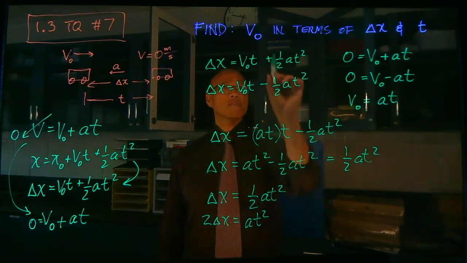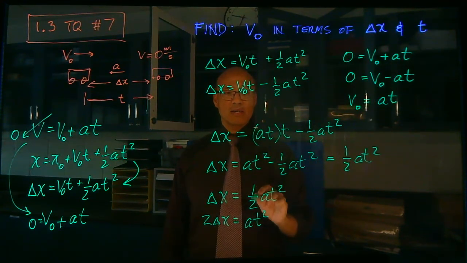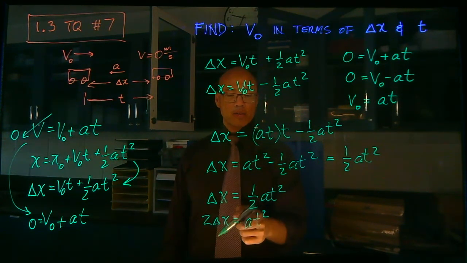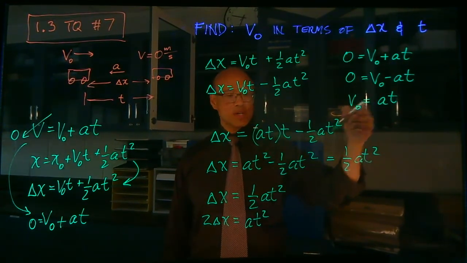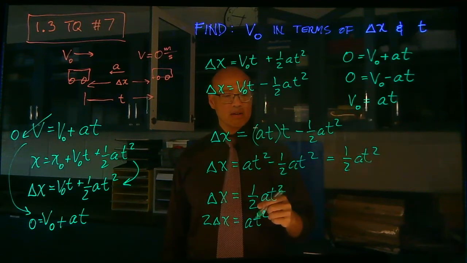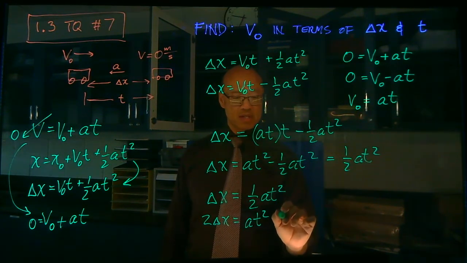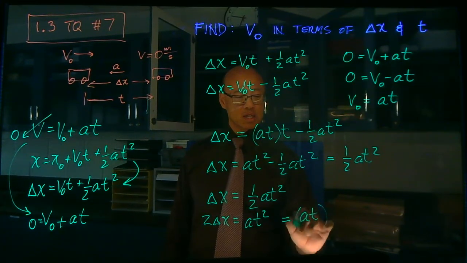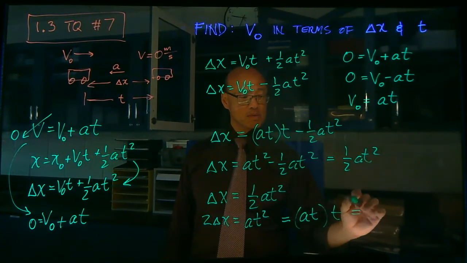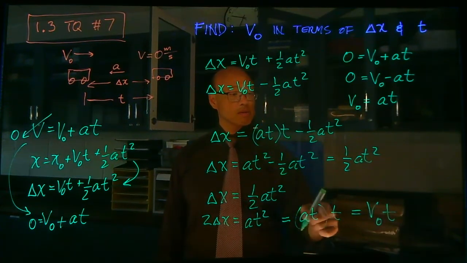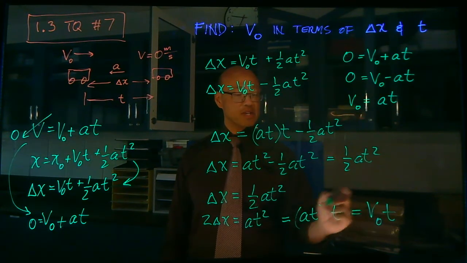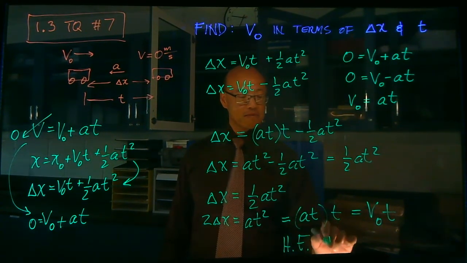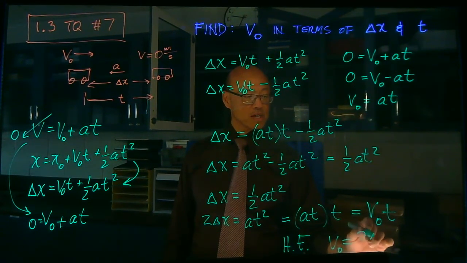I'm so close, but I want v naught in terms of delta x and t. So I've got a t there. I need to get rid of the a. So how can we get rid of the a? Well, over here I've got at. It's funny because I've got at here. That's almost, oh, wait a minute. That's equal to at times t. That's just equal to v naught times t, right? Because this is v naught, and there's t. So 2 delta x equals v naught times t, home free. V naught is equal to 2 delta x over t.